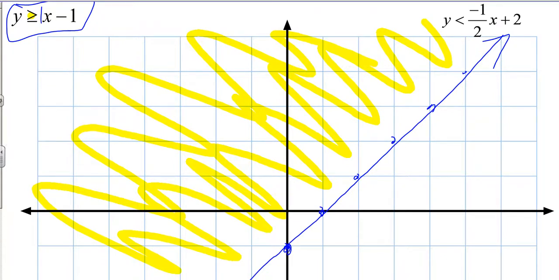So when I graph this one in red, the y-intercept is 2. The slope is negative 1/2. I could go up 1 over 2 to the left or down 1 over 2 to the right.